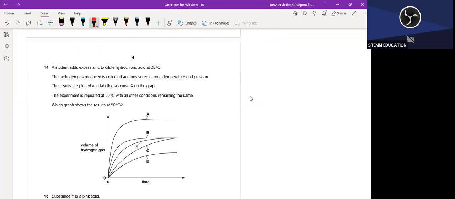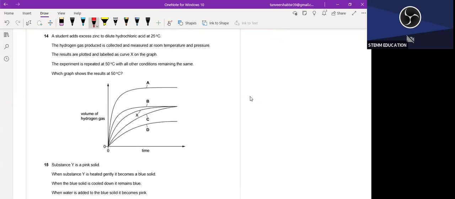Now question number 14. A student adds excess magnesium to dilute hydrochloric acid at room temperature, 25 degrees Celsius. The hydrogen gas produced is collected and measured at room temperature and pressure. So this is the graph, this one, represented by X. This graph below, this is the graph at room temperature.